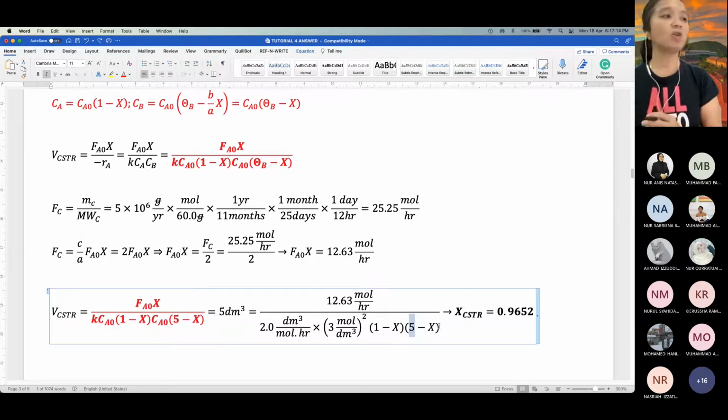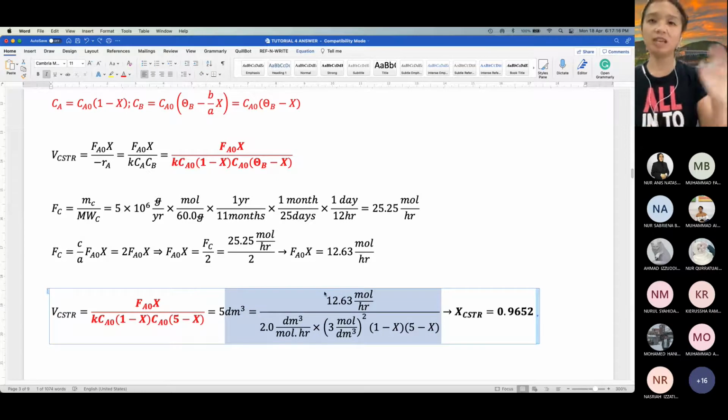Again, this is actually a quadratic equation. So CSTR will have many quadratic equations by right. So again, please try to solve this quadratic equation. And similarly, you will get two values of x, of which only one x is less than 1. So you will choose that x as your answer. So the x will be 0.9652. So this is considerably high conversion for this question.